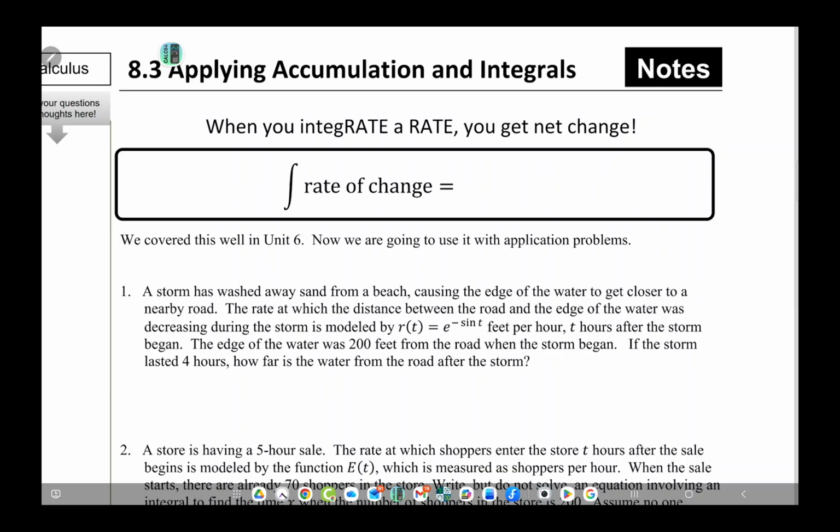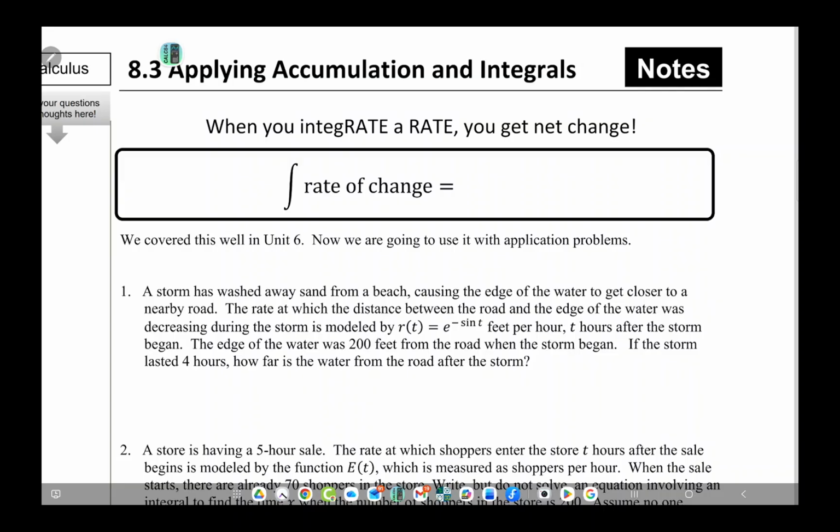All right, 8.3, applying accumulation of integrals. This should be pretty quick. It's kind of stuff we already know how to do. The issue is you're going to get, again, a lot of word problems, especially if you're taking the AP exam. You do need to know how to read them and how to set things up correctly.